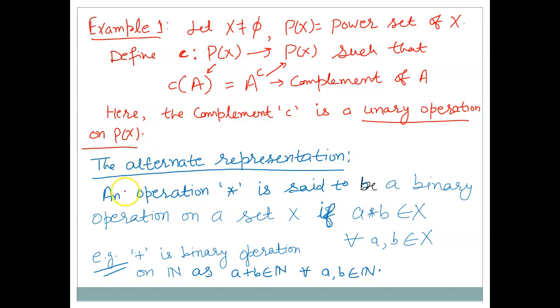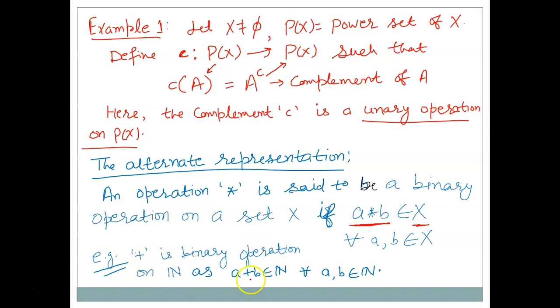The alternate representation: an operation star is said to be a binary operation on a set X if A star B belongs to X for all A, B belonging to X. Means an operation star in general is said to be a binary operation if we apply this operation between two elements of X and the new element is again in X. Then you say that it is a binary operation.